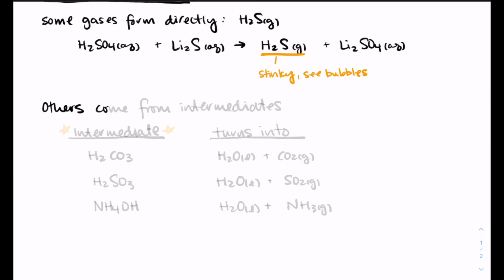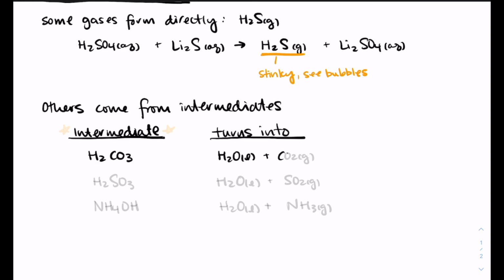There are other gases that come from intermediates, and what this means is that when you do a reaction, when you swap partners, if you form any of the intermediates, you should not leave that compound written the way the intermediate is written. You should instead turn it into the gas that's listed. So if you form H2CO3, what will happen in solution is that this will turn into water and carbon dioxide gas.